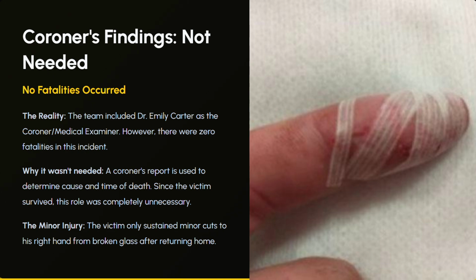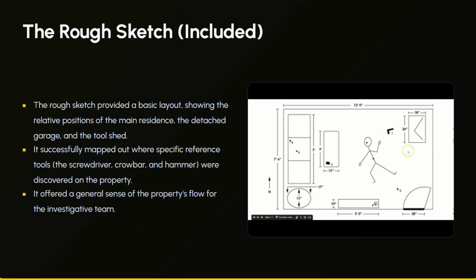The coroner's findings were not needed. No fatalities occurred. The team included Dr. Emily Carter as the coroner and medical examiner. However, there were zero fatalities in this incident. You use a coroner's report to determine cause and time of death. Since the victim survived, this role was completely unnecessary. The victim only sustained minor cuts to his right hand from broken glass after returning home.